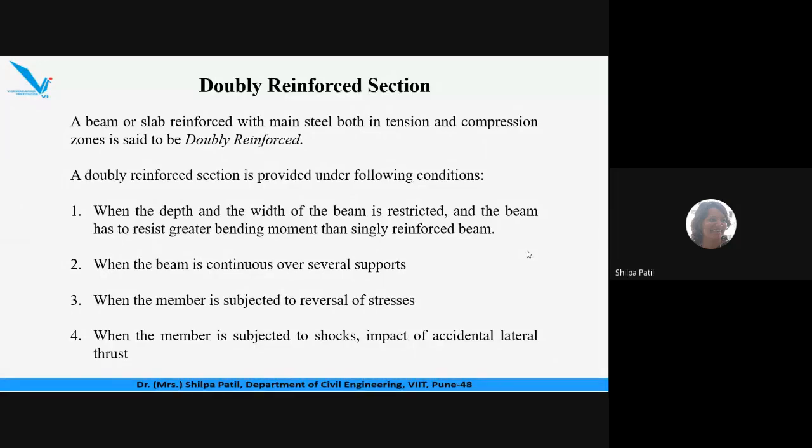Now, what do you mean by reversal of stresses? Do you have any idea about this concept? Reversal of stresses? No, ma'am. Okay. Have you learned trusses? I'm shifting directly to the steel member now, but that is the simplest example to explain the concept of reversal of stresses. Have you learned trusses? Yes, ma'am.